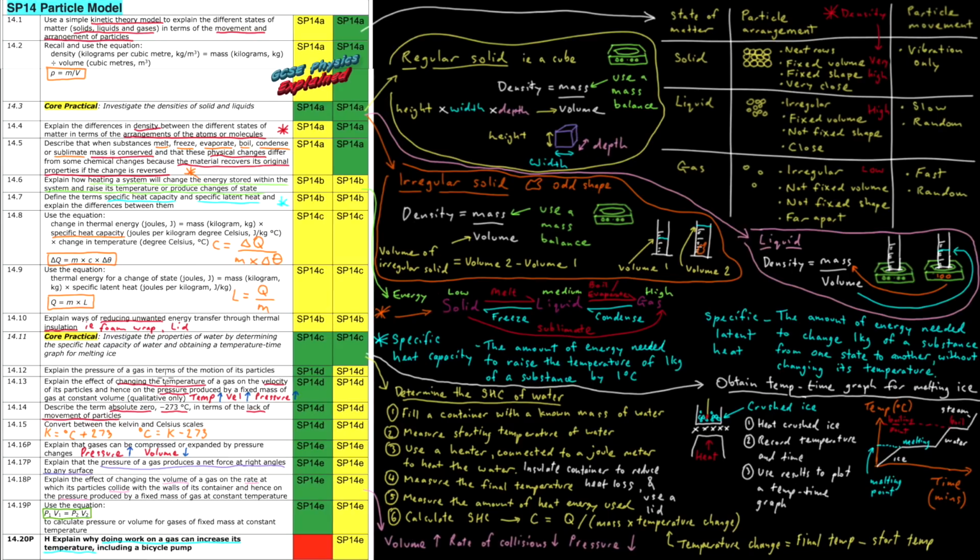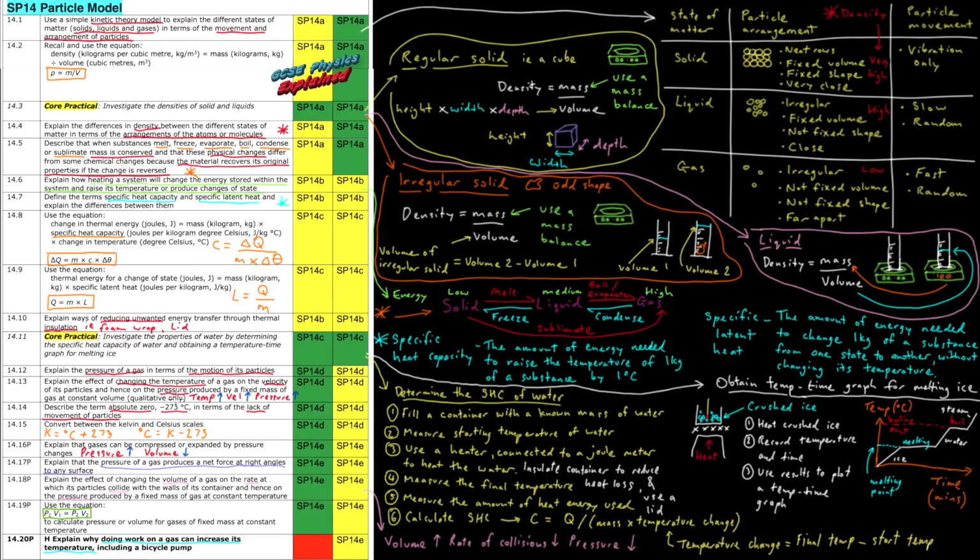Explain the pressure of a gas in terms of the motion of its particles. You just need to say that the pressure of the gas is because of the motion of the particles. Pressure is caused by collision of particles, for 1 mark.